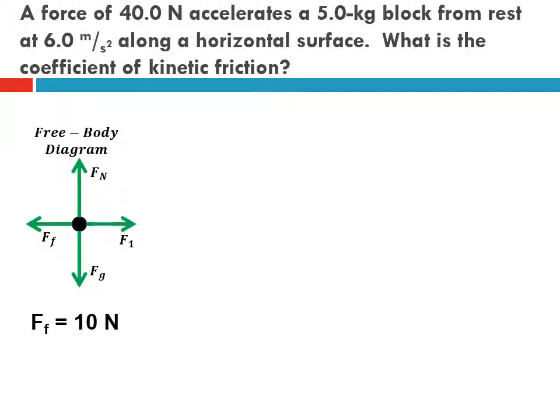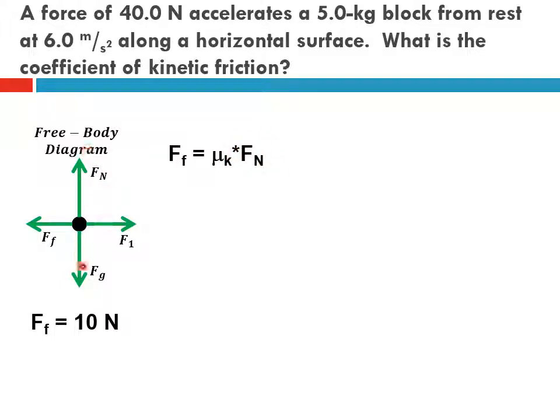So essentially what we're doing now, though, it says what is the coefficient of kinetic friction? Well, now we have a specific equation to find the force of friction, and there's only one equation that has a coefficient of friction in it. The only equation we have for coefficient of kinetic friction is this one right here, where force of friction equals coefficient of kinetic friction times normal force. Well, we already found the force of friction before, but now we need to find the normal force.